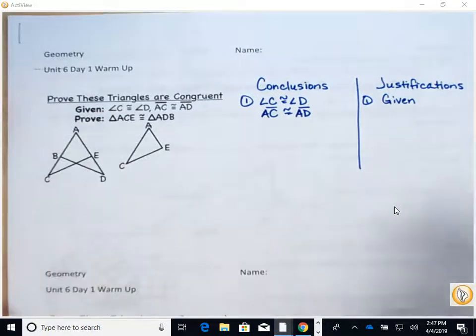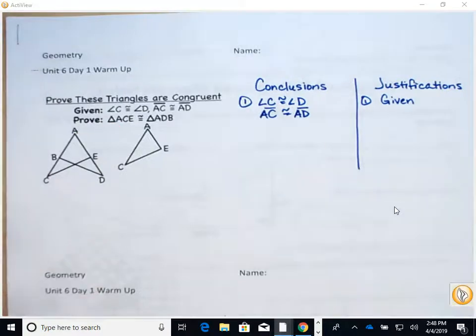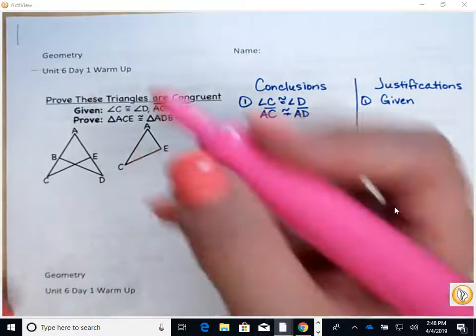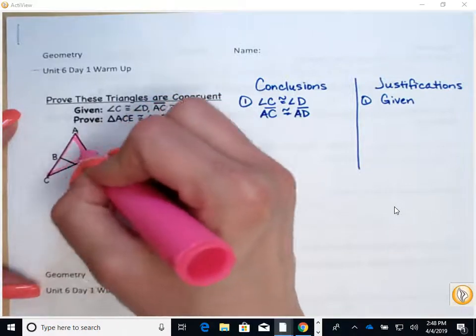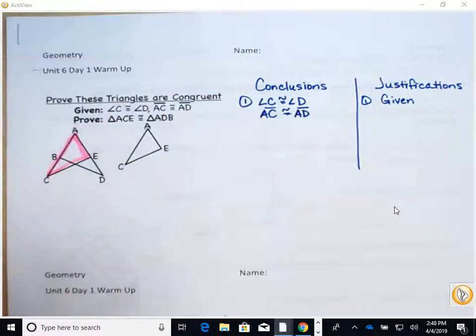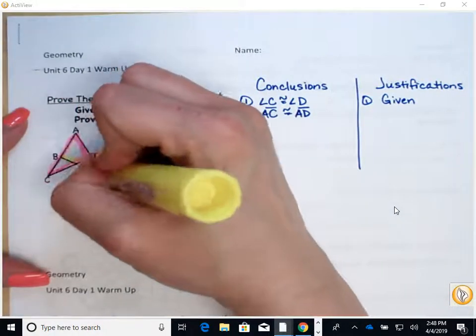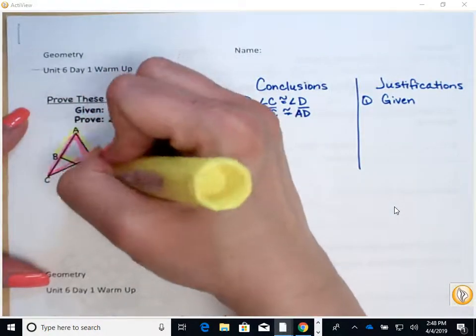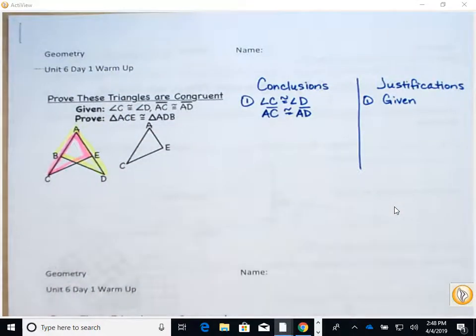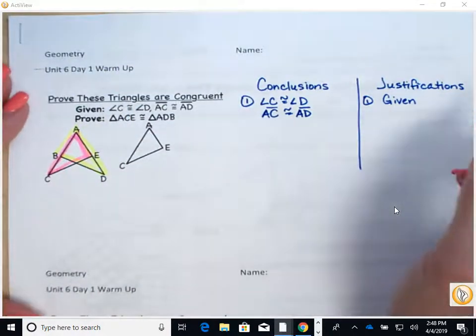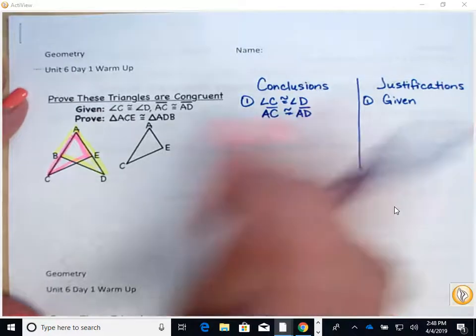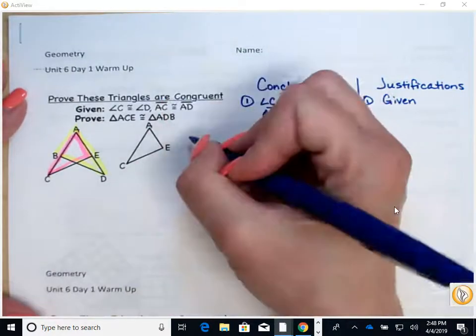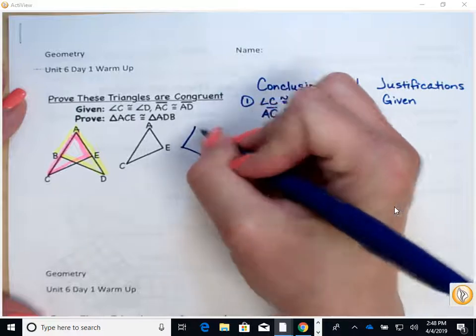Alright. They want me to prove the two triangles congruent. So since we have overlapping triangles, I like to highlight the triangles in different colors so I can see where my triangles are at. And I can also see then what they're sharing. Once I highlight them, I like to draw them separately. So there's triangle ACE, and that's drawn separately already for you. The other triangle is ADB.